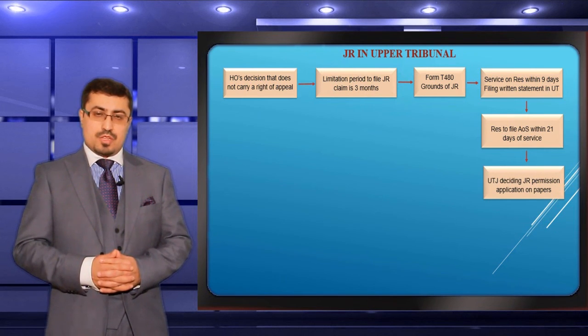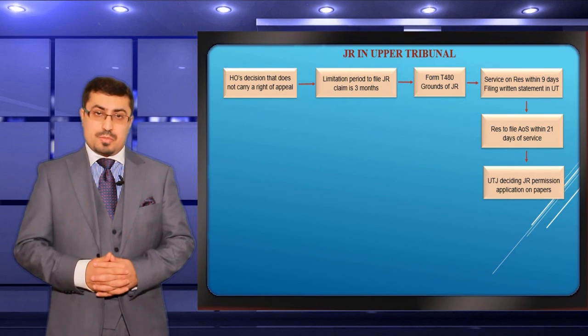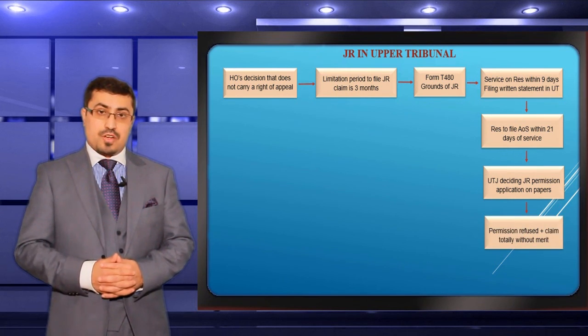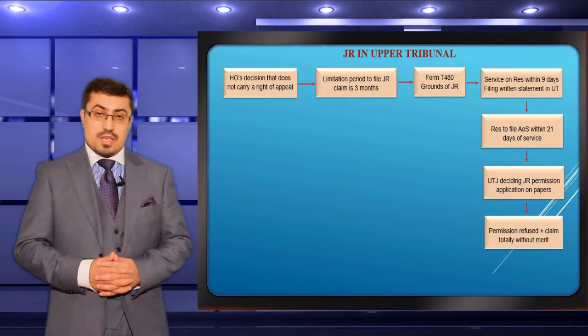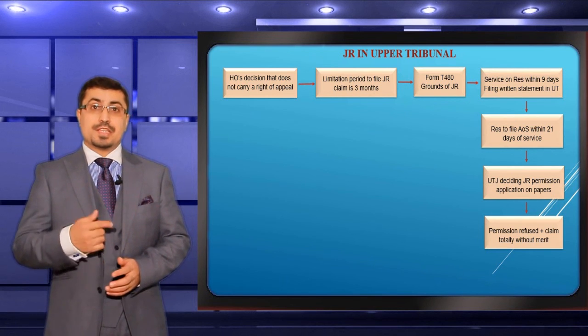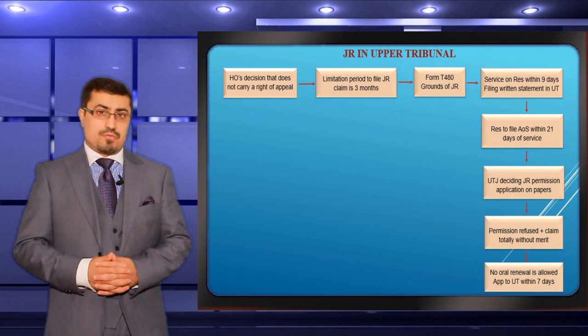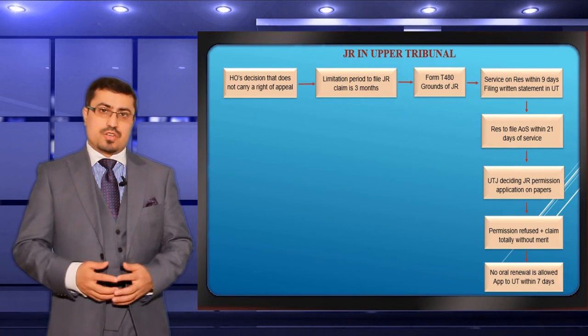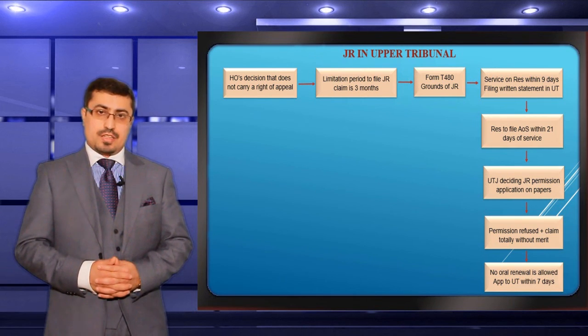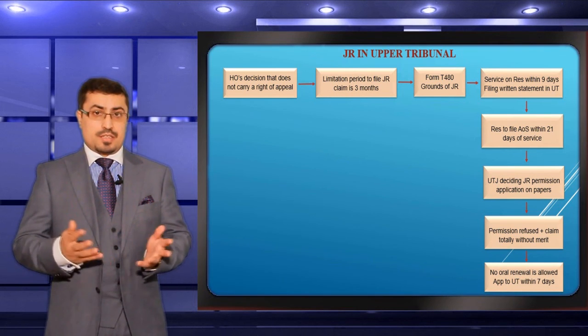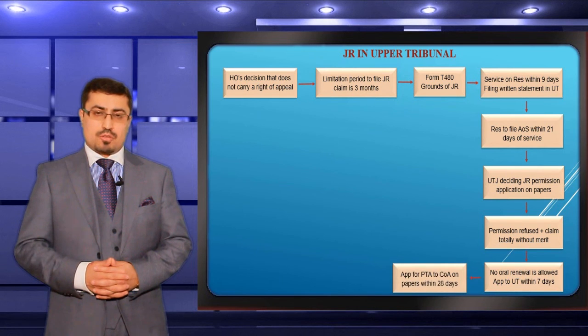If the Upper Tribunal refuses to grant permission for judicial review and also certifies the claim as totally without merit, then there is no right to renew the application and to be considered at an oral hearing. Rather, within 7 days, an application can be made to the Upper Tribunal for reconsideration of its decision. Thereafter, if the Upper Tribunal maintains its decision, then an appeal can be lodged in the Court of Appeal, and the Court of Appeal will determine the application on papers.